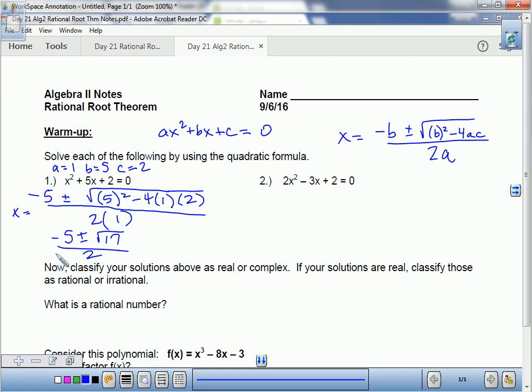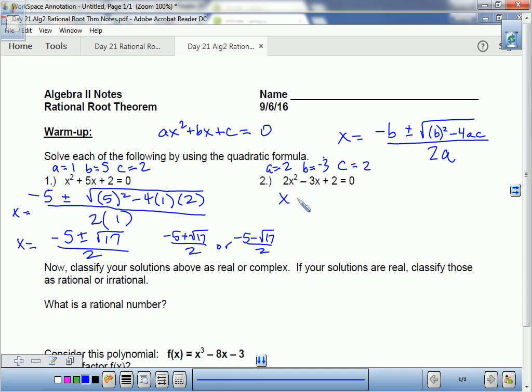So this describes the two solutions. Okay, so one solution is negative 5 plus the square root of 17 over 2. A second solution is negative 5 minus the square root of 17 over 2. Okay, now we'll do the same thing here. Our A is 2, our B is negative 3, and our C is 2.